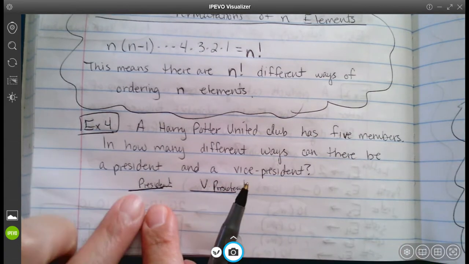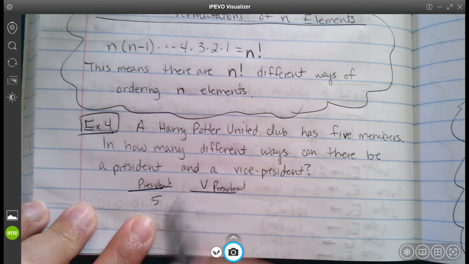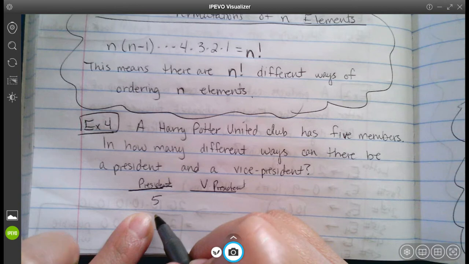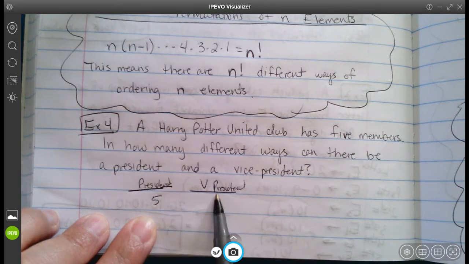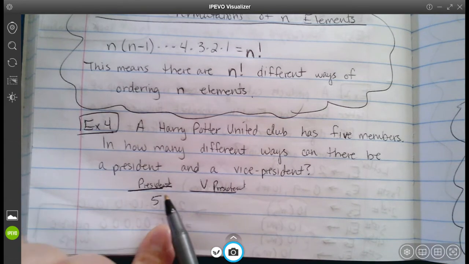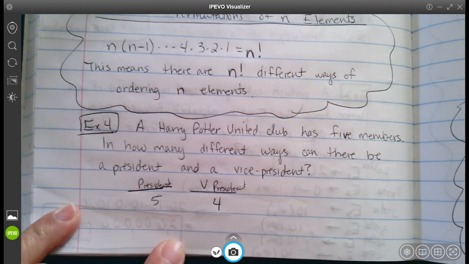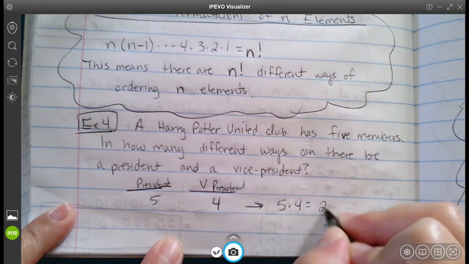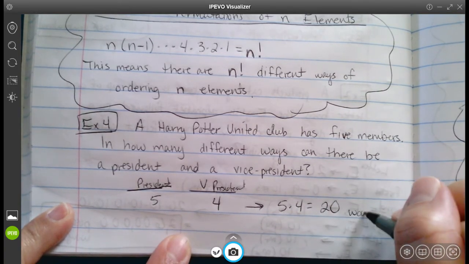So what do we have? Well, if we have the president and there's 5 members, that means that there are 5 options for the president. It can be one of those 5 people. After we've chosen the president, we have the position for the vice president. Since we already have one person who took over the presidency, there are only 4 options left, which means in this case, we have 5 times 4, which is 20 possible ways. So I'm just going to put 20 ways.